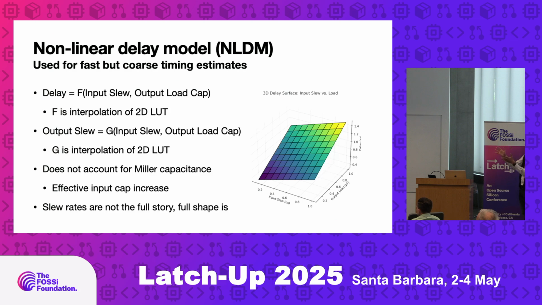You have your delay. It's a function of the input slew, which is how fast the signal is rising on your input, and also your output load cap, and then you compute the next slew in the same way. But it doesn't account for some of the more complex things that you see in deep submicron, like Miller capacitance. And slew rates themselves, assuming you have a constant rise rate, is not really the full story. You need the full shape of the curve to calculate it accurately.